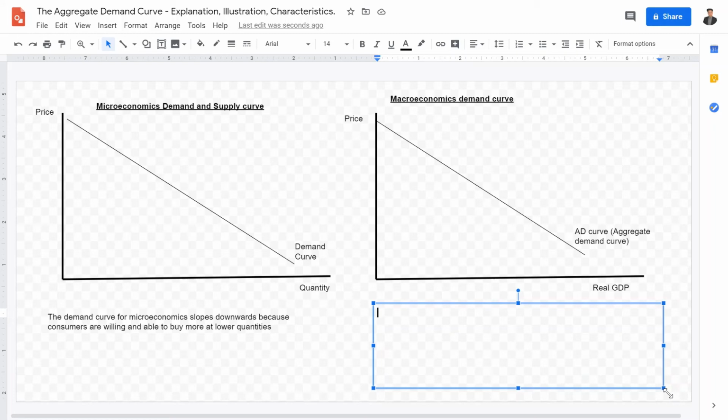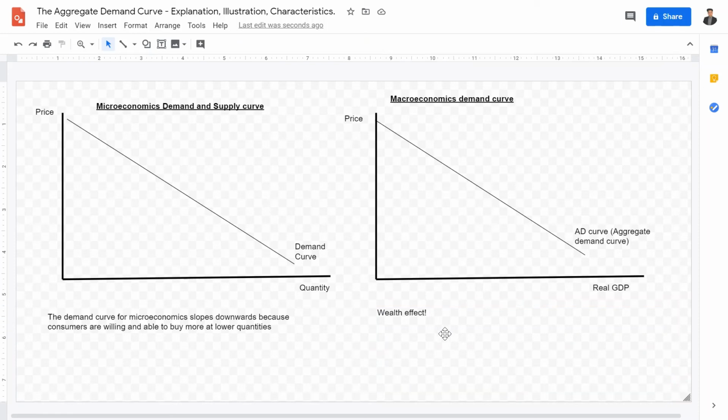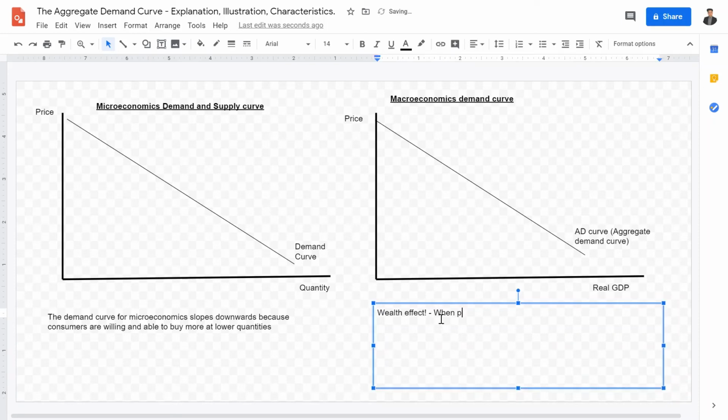Now, why is this useful? This is what economists refer to as the wealth effect. The wealth effect causes the macroeconomics AD curve to slope downwards. When the price level decreases, the disposable income for consumers increases, leading to the wealth effect and consumers having more disposable income, leading to an increase in real GDP.